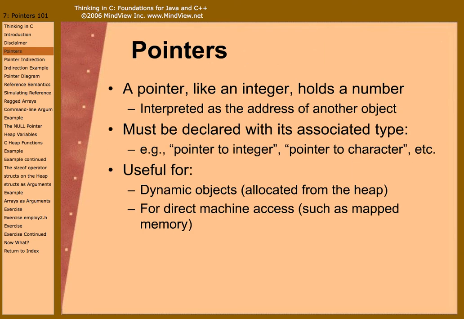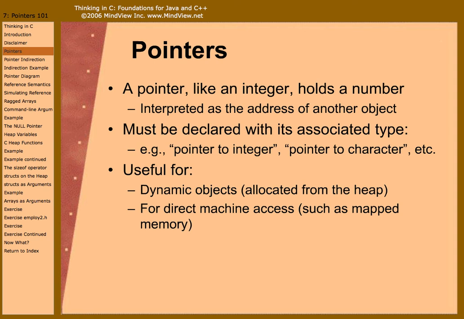A pointer is somewhat like an integer in that it holds a number. But the number that it holds represents an address where something else is stored, and you go indirectly through the pointer to get at that other object. When you declare a pointer, you don't just say this is a pointer. It always has to specify what you're pointing at, that is, what type of thing. So you'll have a pointer to an int, or a pointer to a char, or a pointer to some other struct or whatever. You can point to anything. But the point is that when you declare a pointer, you have to say what it's pointing at.